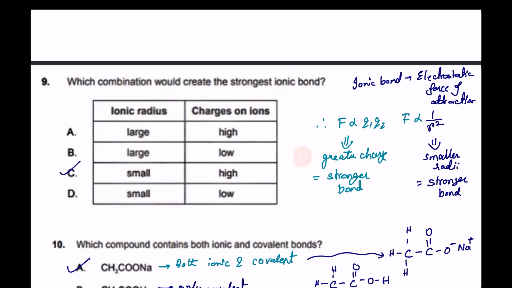That's the first point. Second one is it's inversely proportional to the distance between two ions. So, if you have smaller ions, the distance between the two ions will decrease. That's why if you have smaller radii, you will have a stronger bond. So, obviously, from the options, option C is the correct answer. You need smaller ionic radii, but you need high charges on the ions for the strongest ionic bond.